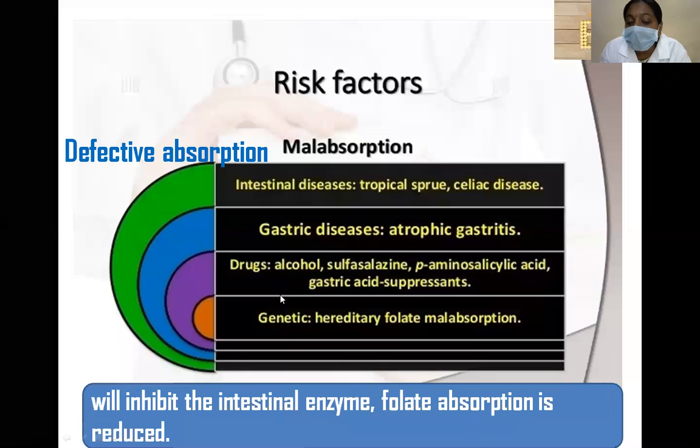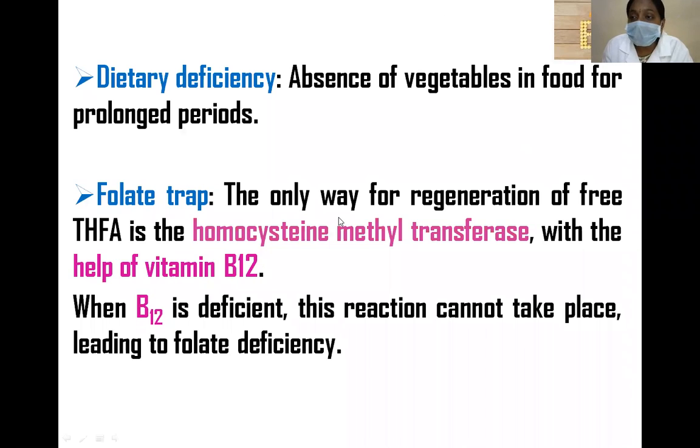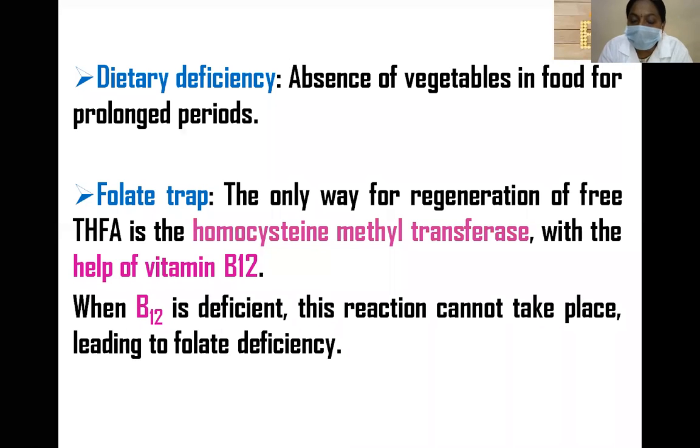Drugs like alcohol and para-aminosalicylic acid, and gastric acid suppressants, mainly inhibit the intestinal enzymes, so folate absorption is low. There is also genetic hereditary folate malabsorption, and dietary deficiency, such as the absence of vegetables in food for prolonged periods, and folate trapping.